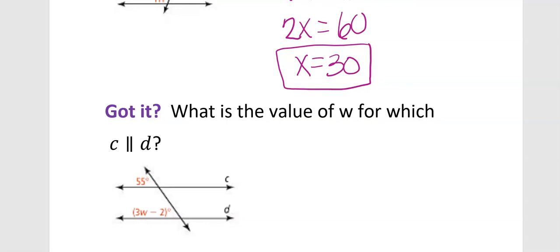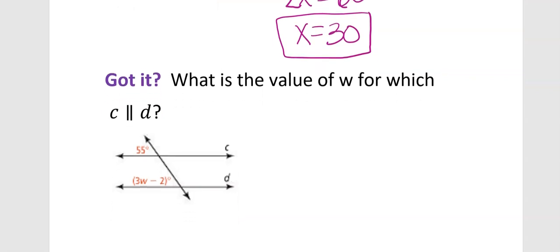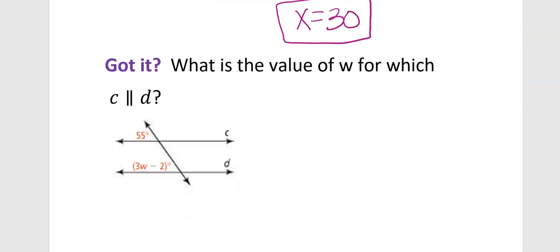The next one, what is the value of W for which C is parallel to D? Again, they're forcing these into being parallel. What kind of angles are these? Corresponding, and I'm going to write same side on the other ones, just so we know what kind of angles we're talking about. So we have a theorem that says if the corresponding angles are the same, then the lines are parallel. So we're going to force them to be the same.